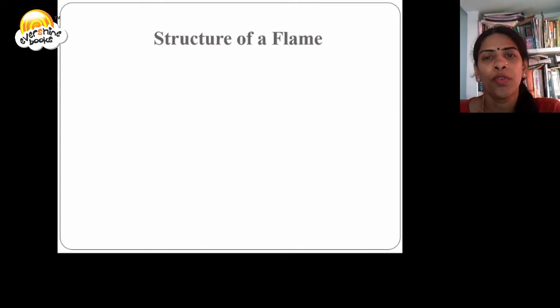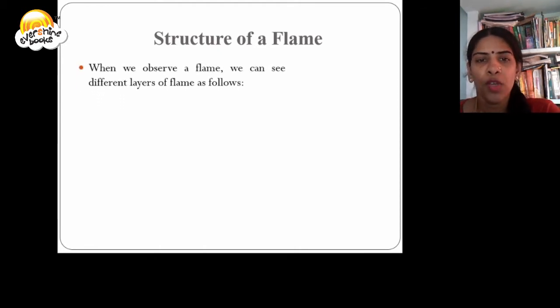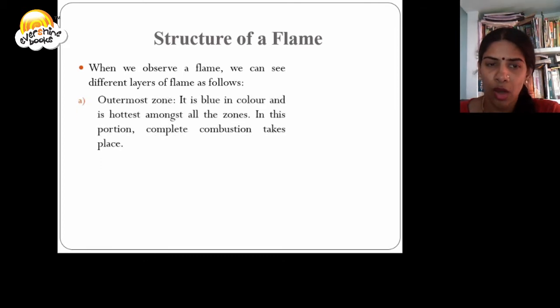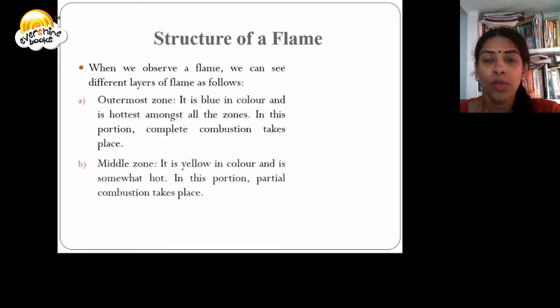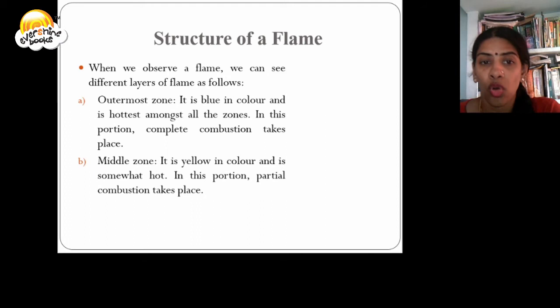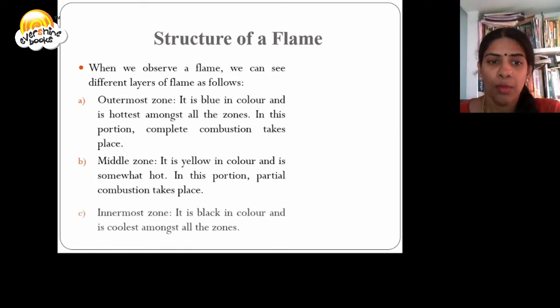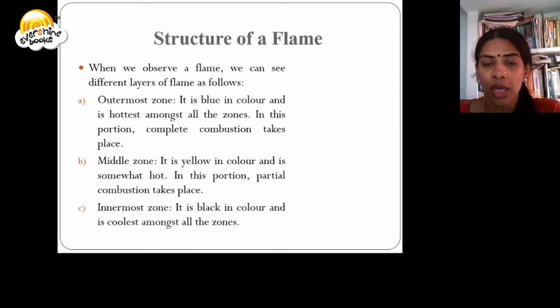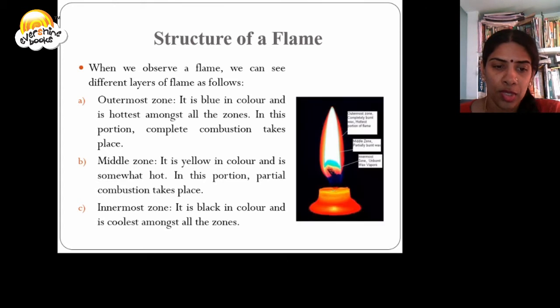What is the structure of a flame? When we observe a flame, we can see different layers of flame. As the outermost zone, it is blue in color and it is the hottest among all the zones. In this zone, complete combustion takes place. The middle zone is yellow in color and is somewhat hotter. In this portion, partial combustion takes place.